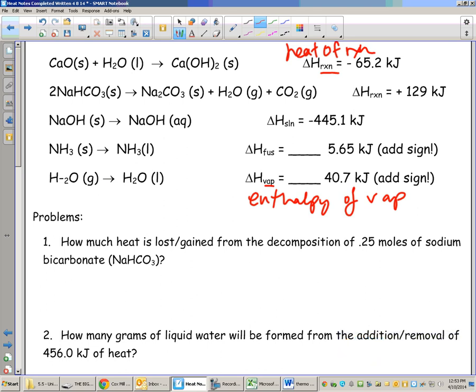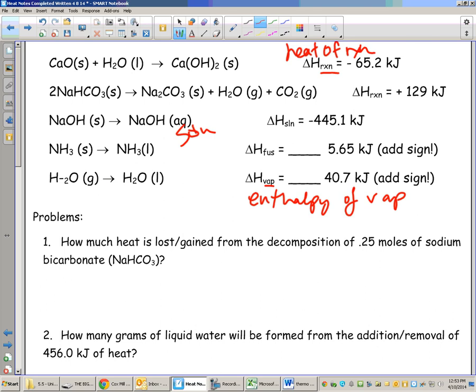Heat of fusion. This one, SLN, means solution. Heat of solution, or enthalpy of solution. So those are the names we're talking about. These subscripts tell you different things. These first two are reactions. These last ones are all just physical changes, going from gas to liquid, solid to liquid, solid to a solution, and solution just means aqueous. So these are just physical changes.